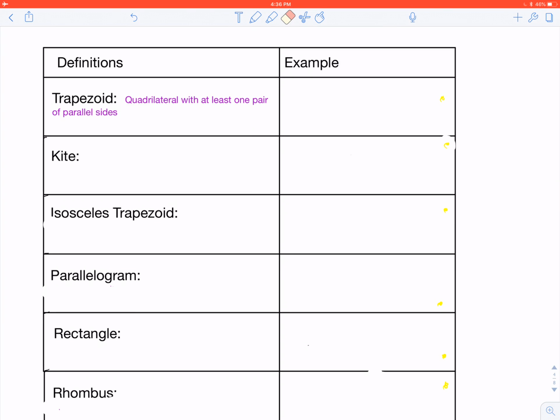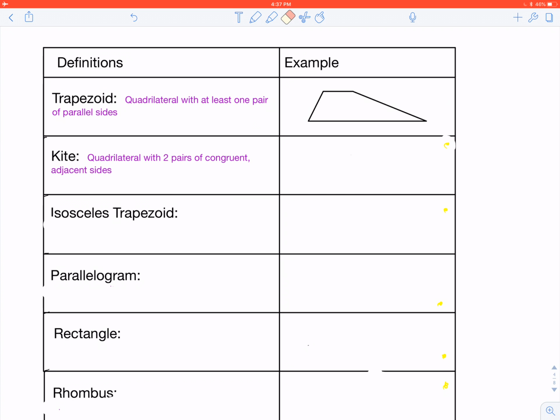The first one is the trapezoid. The trapezoid is a quadrilateral, four sides. It has at least one pair of parallel sides. So an example of this, you notice that in this case, the top and the bottom are parallel to each other. The kite, this is a quadrilateral where two pairs of adjacent sides, or sides that are next to each other, must be congruent to each other.